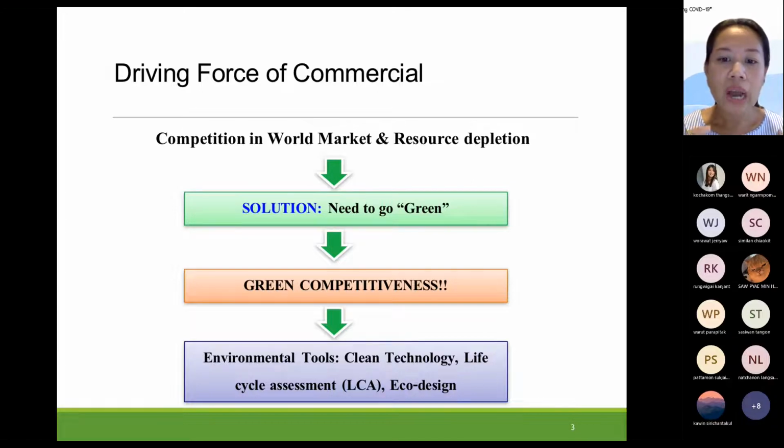And after we apply the LCA, or life cycle assessment, in the product and production analysis, we get something to make a new design, or change some process, or make some recycling from some process to reduce the amount of environmental impact.